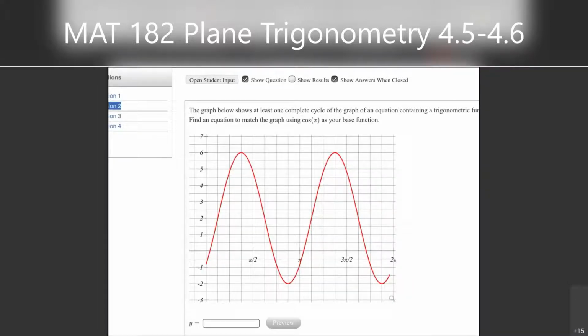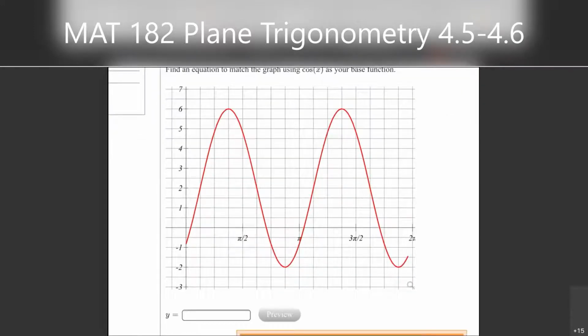All right, so let's just start discussing this. We've had a minute to look at it now. Let's start with our midline. Where do we see our midline for this graph? That would be the D value that we add or subtract. Yep, the midline would be 2. So in other words, the D value in our equation should be a +2 at the end of our function. That's right. So that takes care of that.